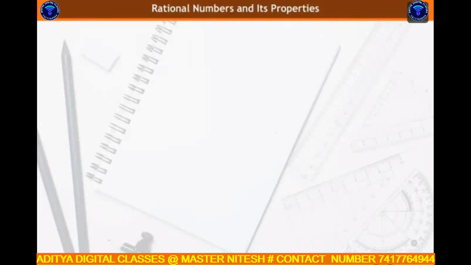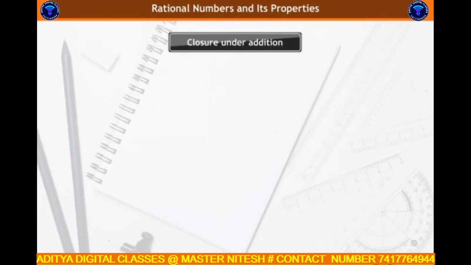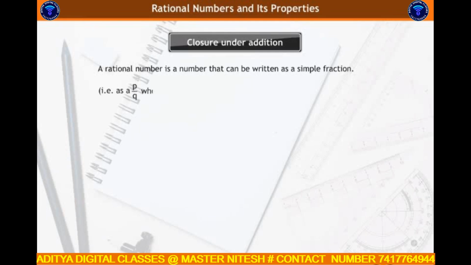Numbers and its properties. Closure under addition. A rational number is a number that can be written as a simple fraction, that is, as p by q where q is not equal to 0. Let us look at the closure properties of rational numbers.